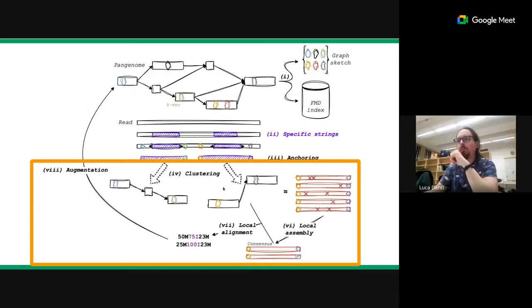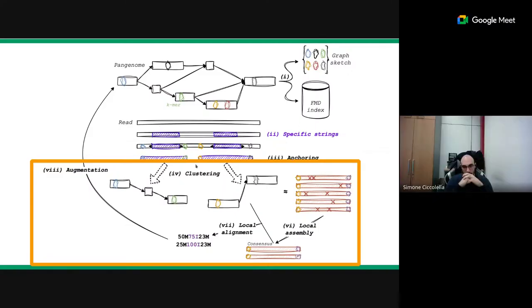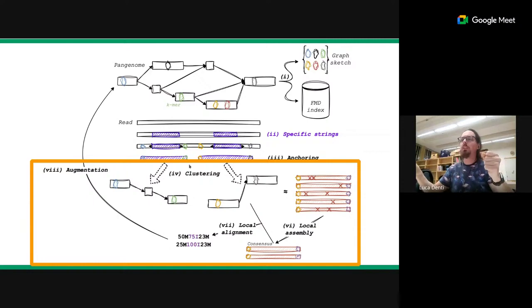Yeah, it's done from this set of reads, let's say. I'm not considering each read independently. I consider each read independently for computing the specific strings. But then once I have the anchor specific strings, I cluster the specific strings all together. So each cluster will contain specific strings anchored to the same portion of the graph coming from different reads. And then I summarize that information.